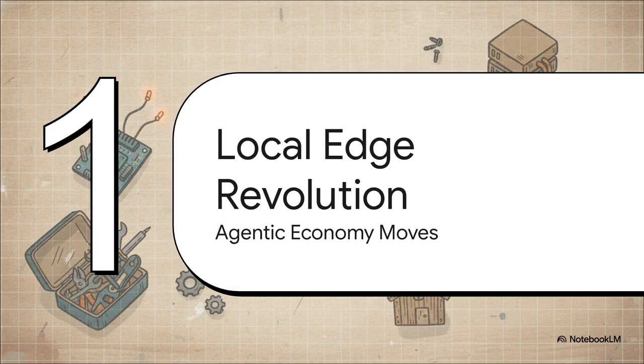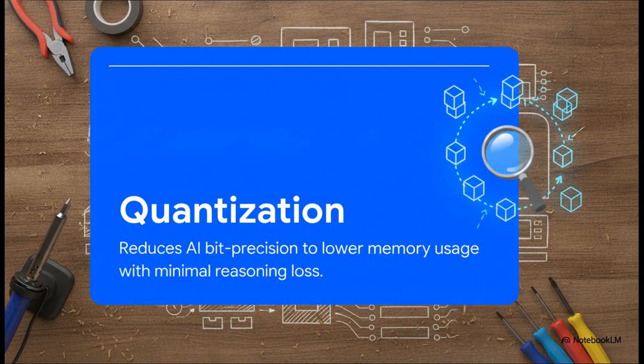All right, Section 2, the local edge revolution. The agentic economy moves home. How is this possible? Well, it all comes down to one absolute game changer: quantization. Basically, quantization is a technical method that reduces the bit precision of AI model parameters, like shrinking them down to sub-4-bit weights. What this does is significantly lower memory consumption with very minimal loss in reasoning quality.